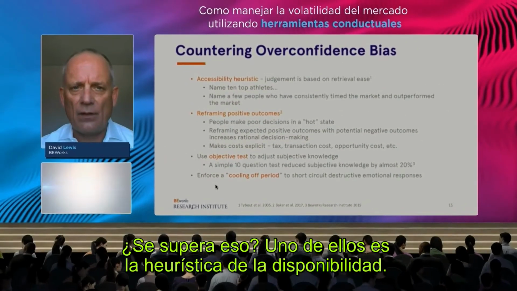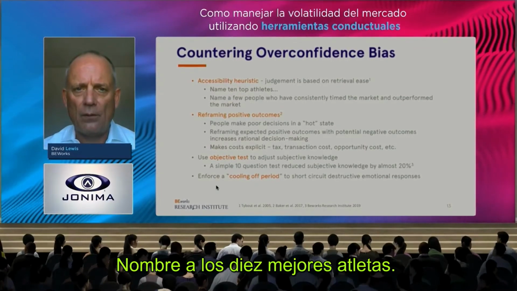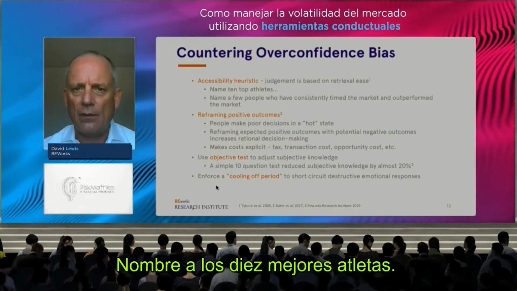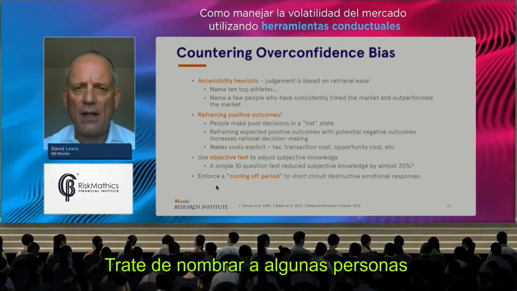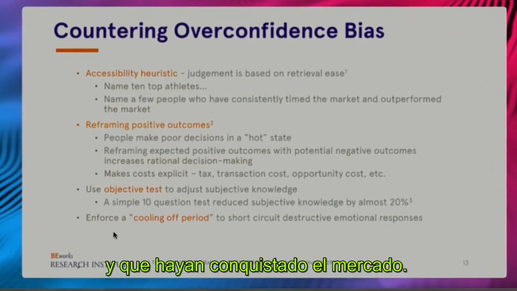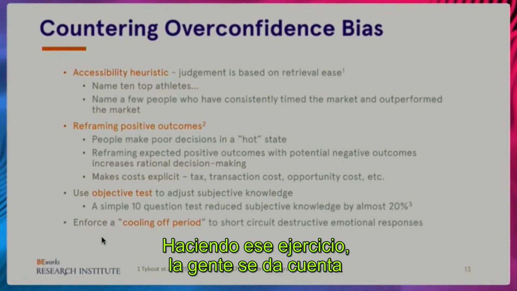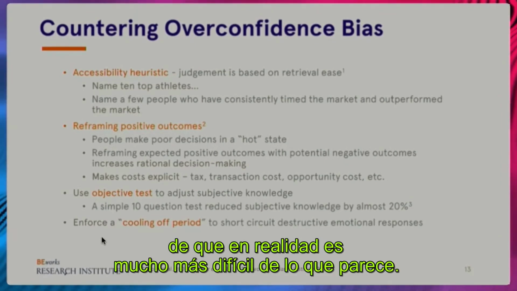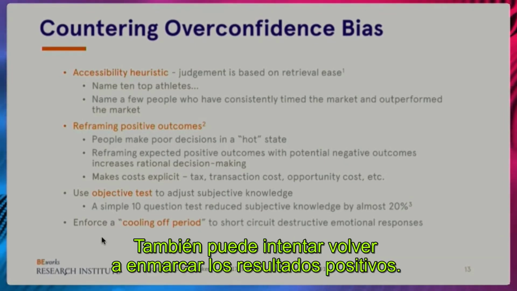One is something called the availability heuristic. So name the top 10 athletes. You might be able to do that. Now try naming a few people who have consistently timed the market and outperformed the market. Going through that exercise, people realize that's actually much more difficult than it seems. You can also try reframing positive outcomes.